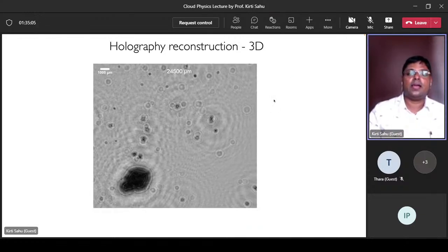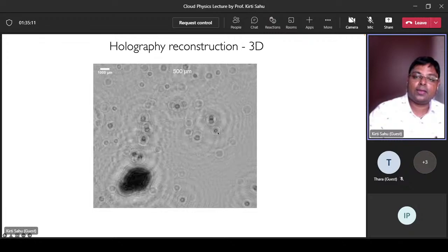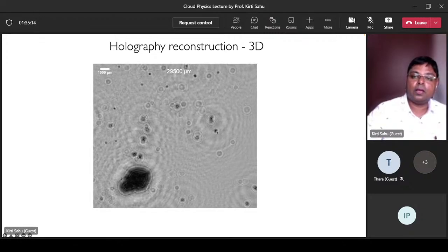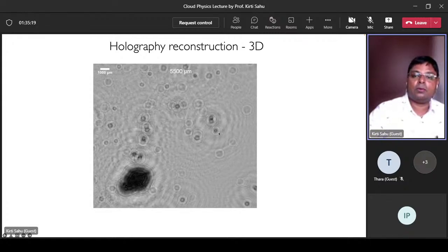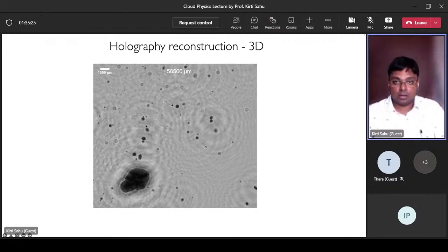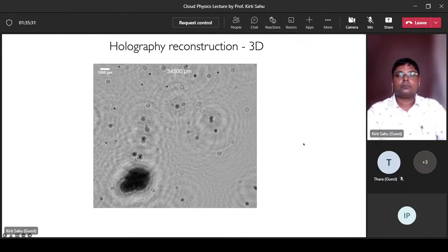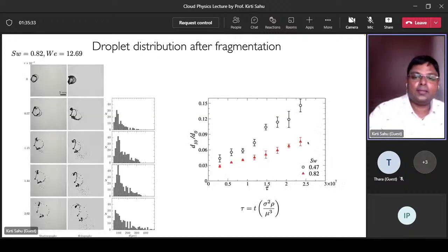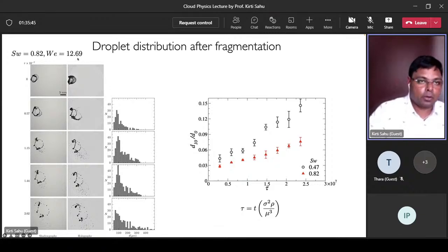This is a demonstration of holography reconstruction, and you can see droplets here at different focal lengths. You can not only calculate the droplet distributions, you can also construct the 3D shapes of these droplets. This is a typical example of droplet distributions after fragmentation for Swirl number 0.82 and Weber number 12.69.